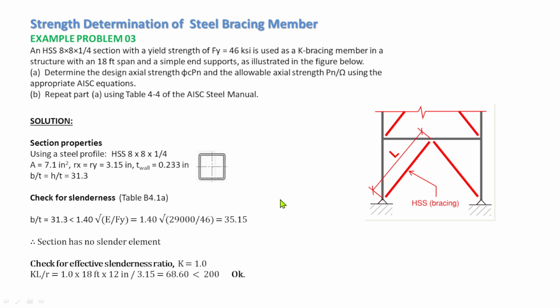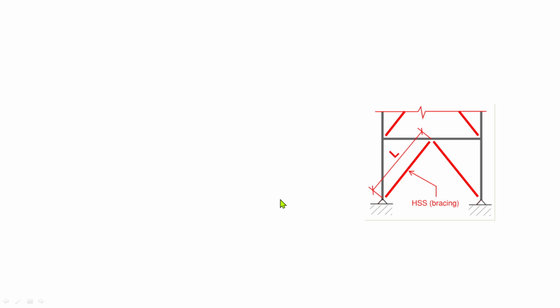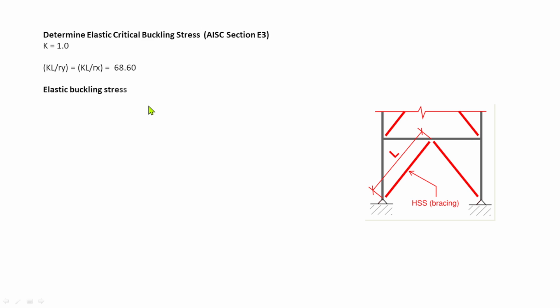The next step is to check the elastic critical buckling stress based on Section E3 of the AISC manual. We have the KL over r value: KL over ry is equal to KL over rx, because we have a symmetrical section, which is equal to 68.6. Then the next step is to determine the elastic buckling stress.